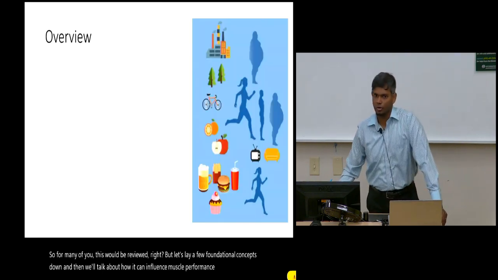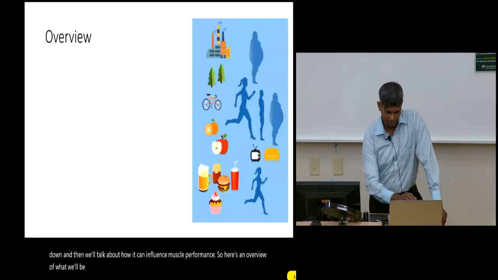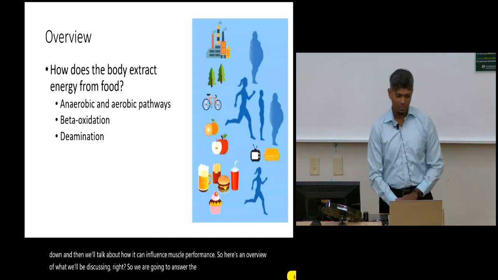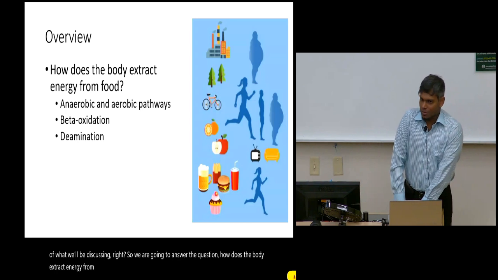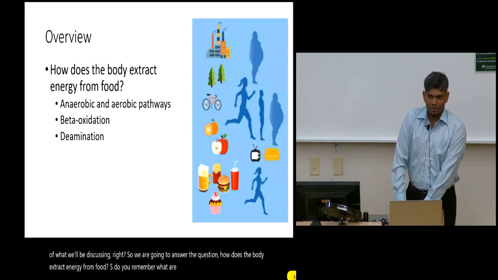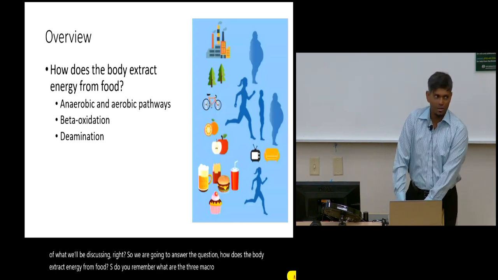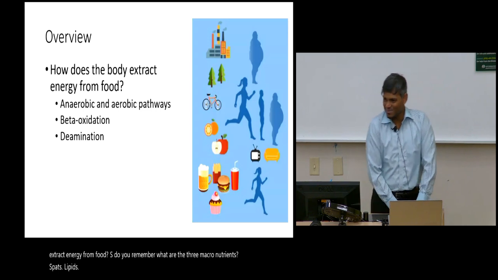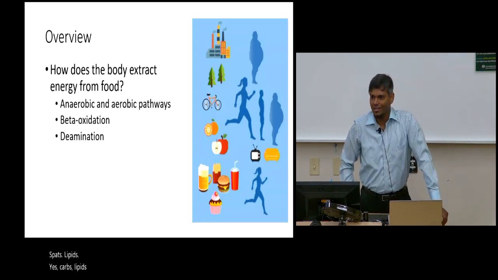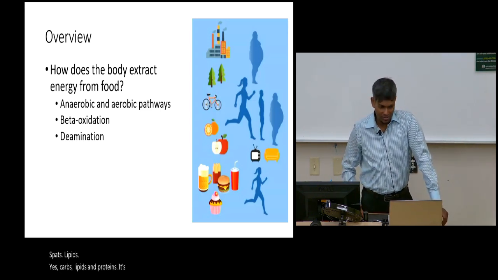So here's an overview of what we'll be discussing. We are going to answer the question, how does the body extract energy from food? So do you remember what the three macronutrients are? Anybody? Carbs, lipids, and proteins. So sugar, fats, and proteins. Those are the three types of macronutrients.